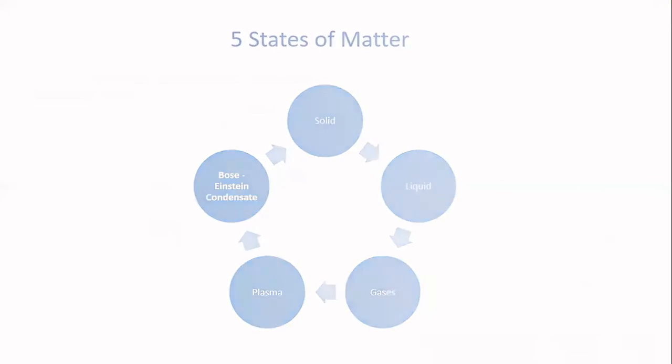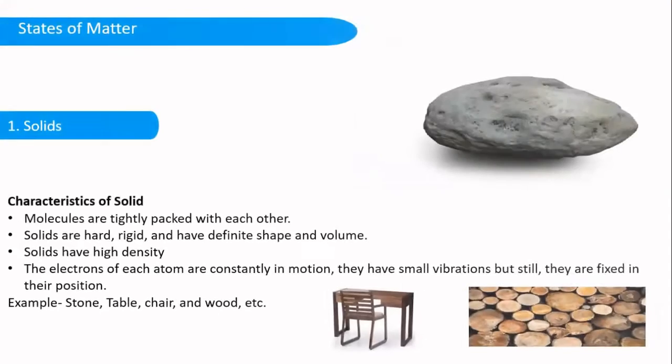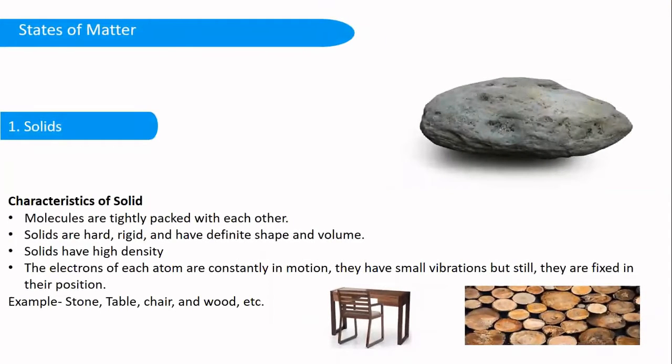The first state of matter is solids. The things which seem hard to us are solid because the molecules are tightly packed with each other. Solids are hard, rigid, and have definite shape and volume. They have high density. The electrons of each atom are constantly in motion and they have small vibration, but still they are fixed in their position.